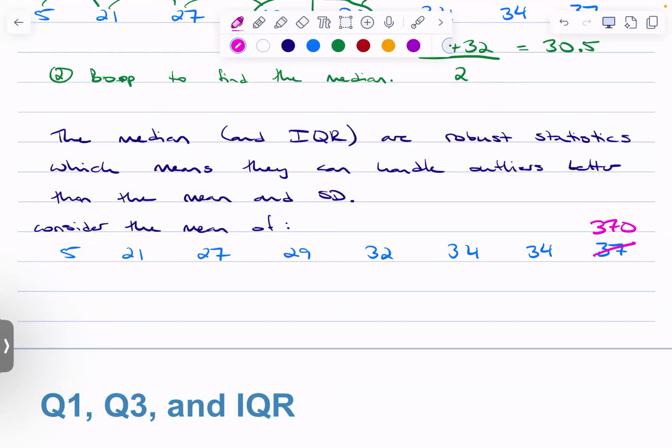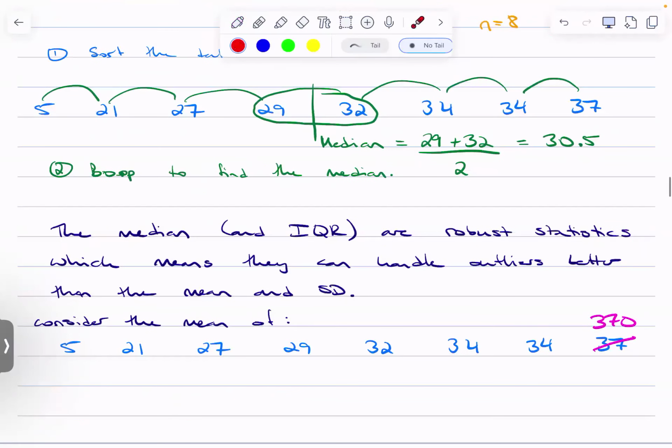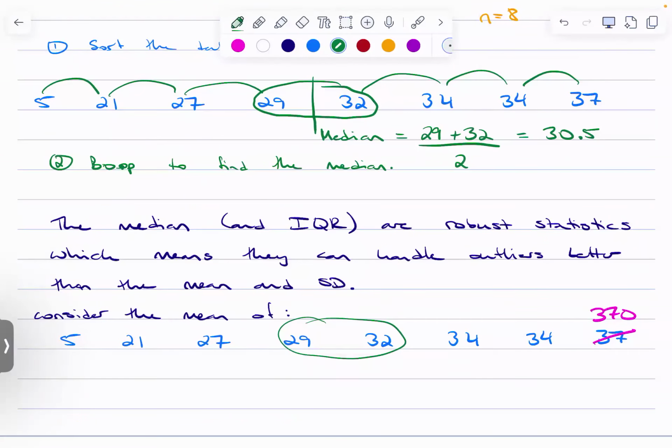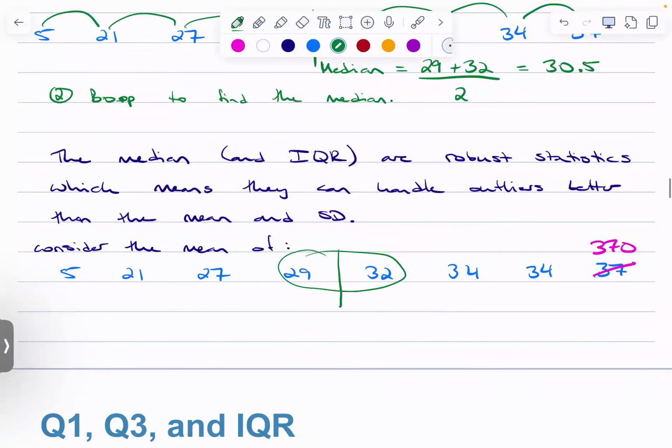Whereas if you look at finding the median of this set of numbers versus this set of numbers, you would find the same median, right? The median would still be the average between 29 and 32.